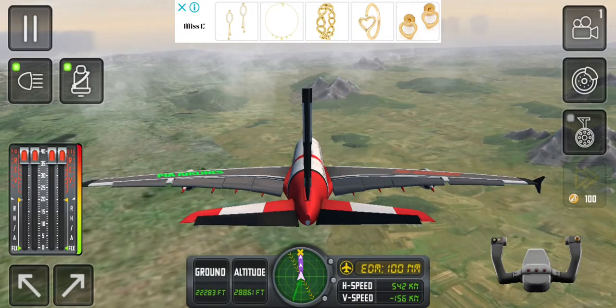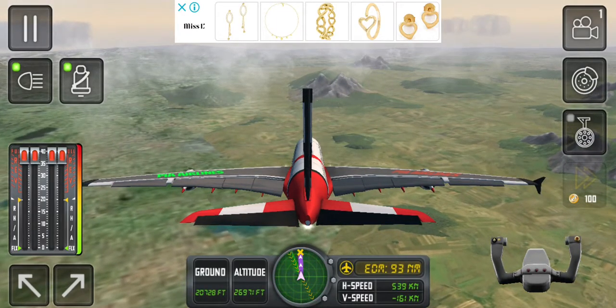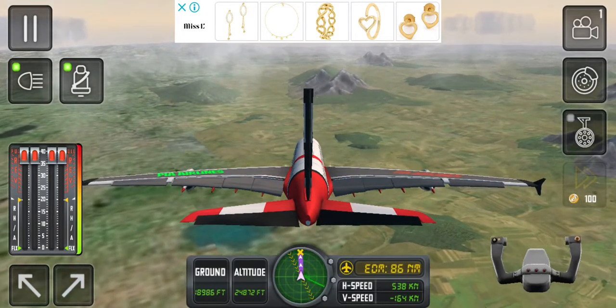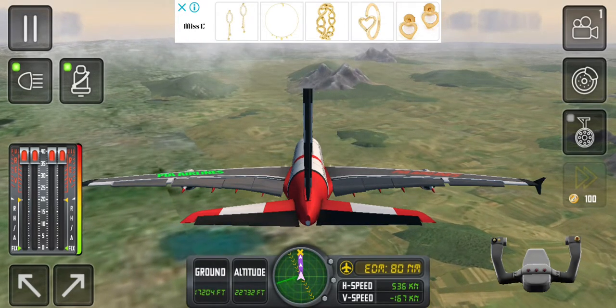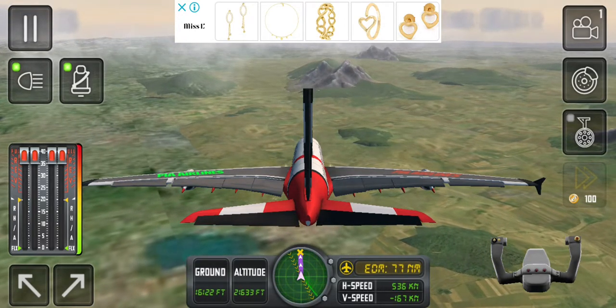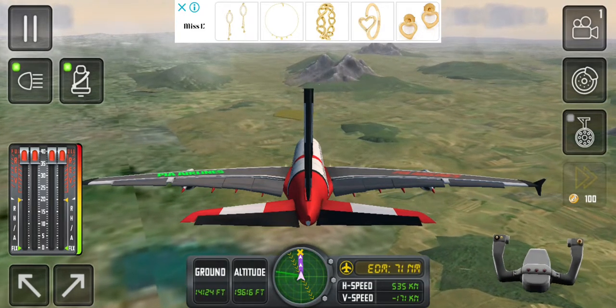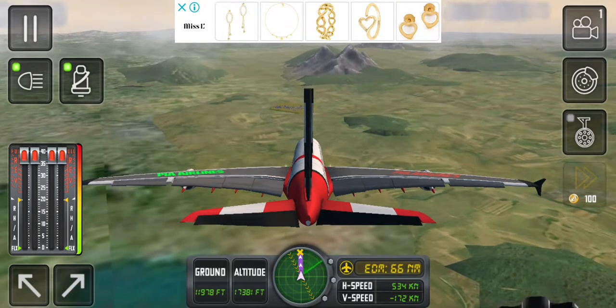Let's just hope we have a good runway. So we have started our descent to Edmonton, and speed is 535 knots and our vertical speed is going minus 172.